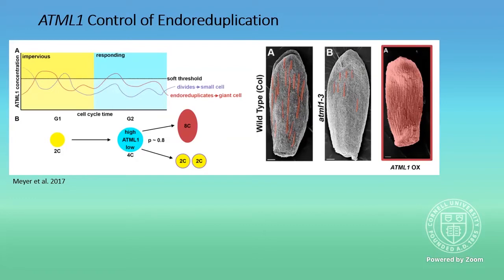A loss of function mutant, the ATML1-3 mutant, will have far fewer giant cells. You'll see some because there's a homolog, PDF2, acting upon endoreduplication, but for the most part, the giant cell phenotype is lost. And of course, in an overexpression line, every cell in the sepal will be giant. However, there are still some questions to be answered.